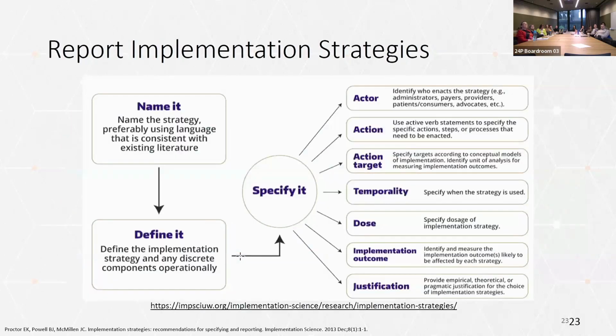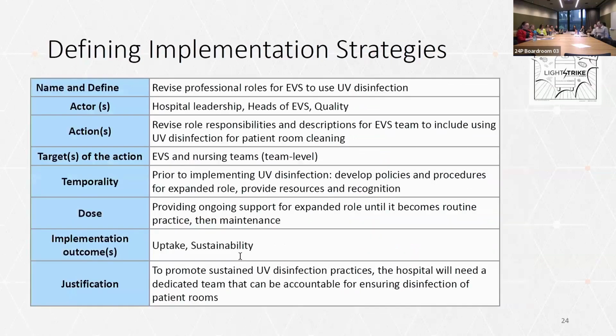So we're gonna do an activity where you think about your projects and what implementation strategies you might be using or want to use. And you're gonna be specific with it. I did an example here, revising professional roles. It involved hospital leadership, heads of EVS, quality. We revised roles and responsibilities and position descriptions so that they would include using UV disinfection.